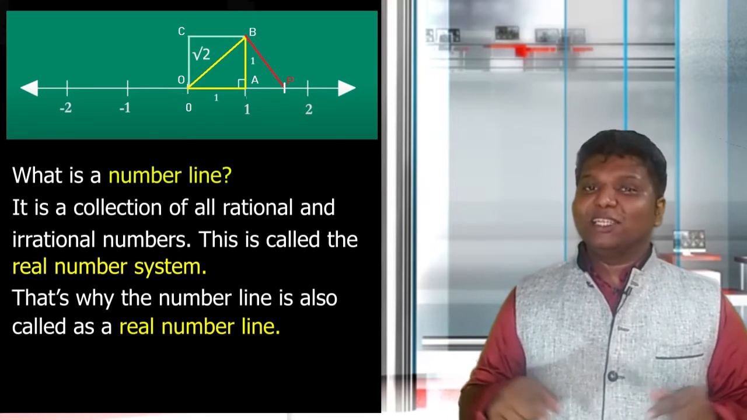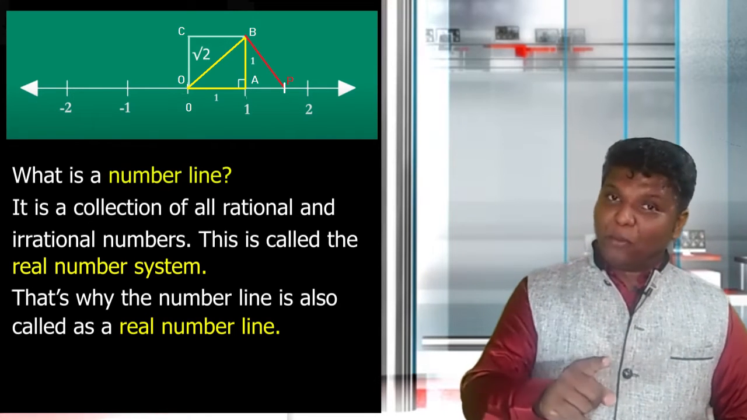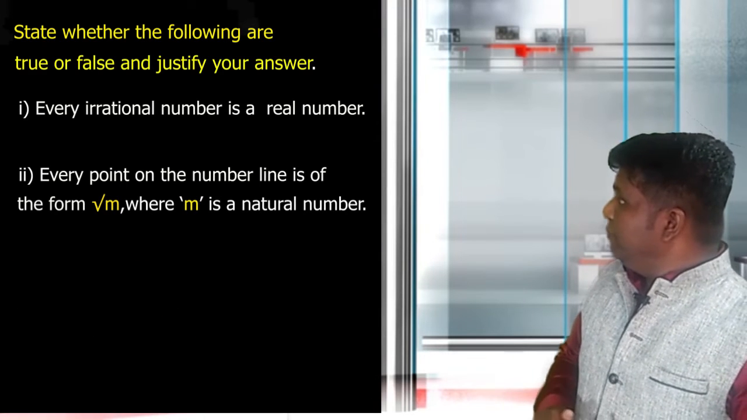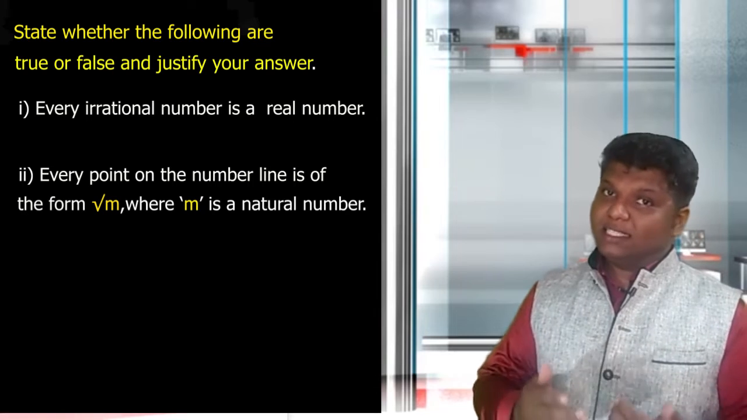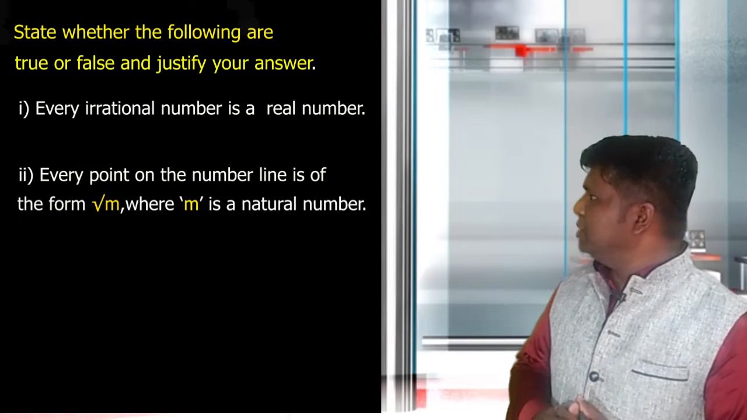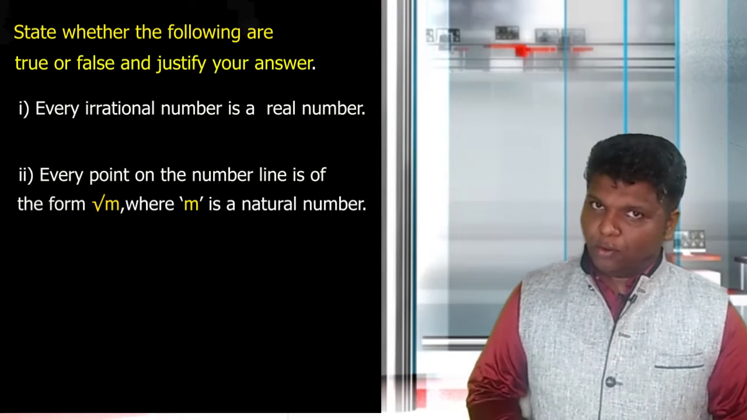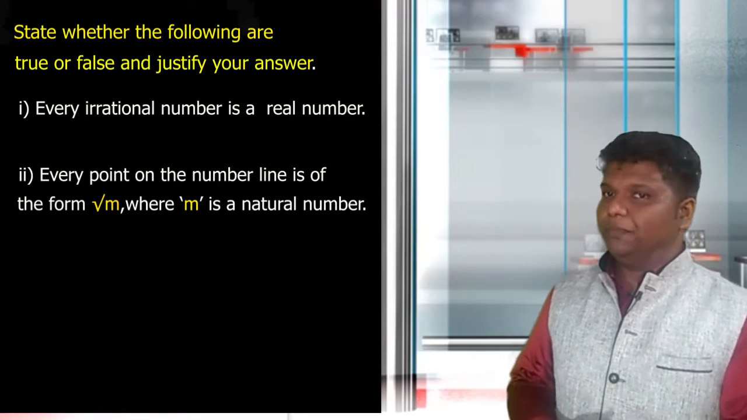Okay, now let us get into the exercise. Exercise 1.1, question number 1. So see here, state whether the following are true or false and justify your answer. Here there are some statements given before you. We have to analyze them and say whether each is true or false, and we have to justify our answer. First question.